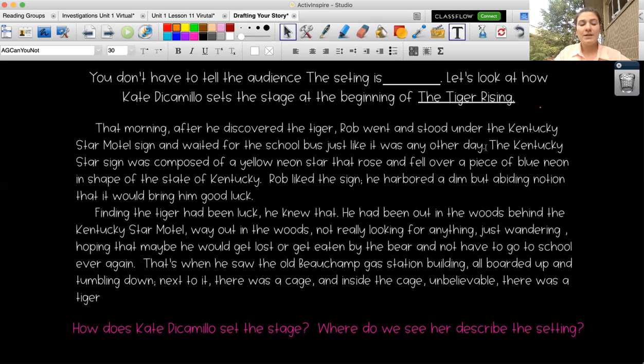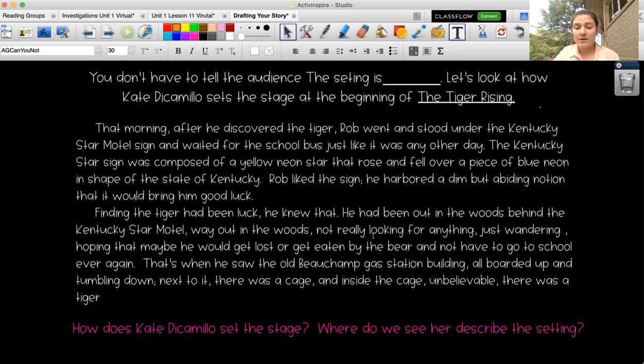Let's keep reading. "The Kentucky Star sign was composed of a yellow neon star that rose and fell over a piece of blue neon in the shape of the state of Kentucky. Rob liked the sign. He harbored a dim but abiding notion that it would bring him good luck. Finding the tiger had been luck. He knew that. He had been out in the woods behind the Kentucky Star Motel, way out in the woods, not really looking for anything, just wondering, hoping that maybe he would get lost or get eaten by a bear and not have to go to school ever again. That's when he saw the old Beauchamp gas station building, all boarded up and tumbling down. Next to it, there was a cage, and inside the cage, unbelievable, there was a tiger."